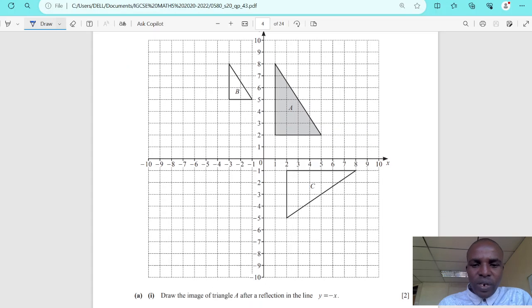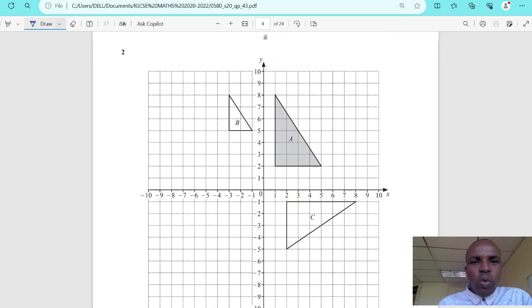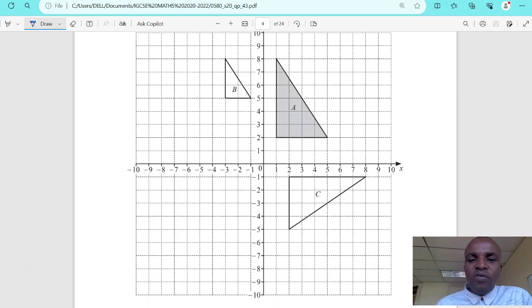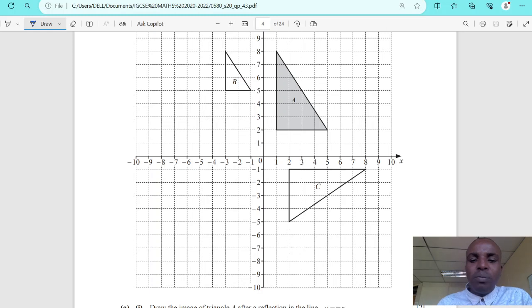Next question. Draw the image of triangle A after a reflection in the line y equals minus x. So first you draw the line y equals minus x. You draw your table of values to draw this line. So you put your x, your y. You choose x = 0, x = 1, just two points. It's a straight line. The power of x is 1. It's a linear graph. So x = 0, y = 0; x = 1, y = -1.